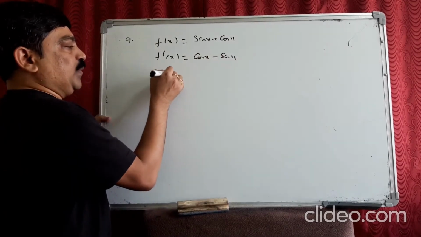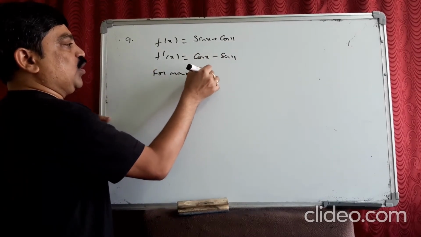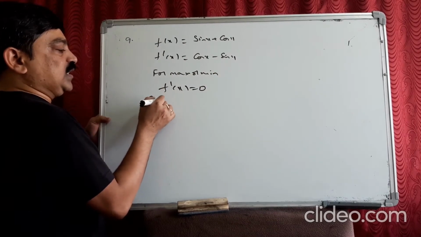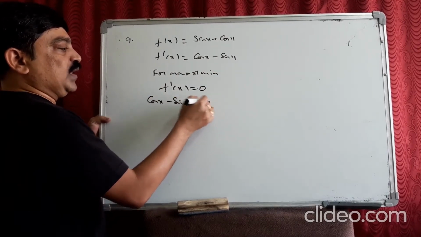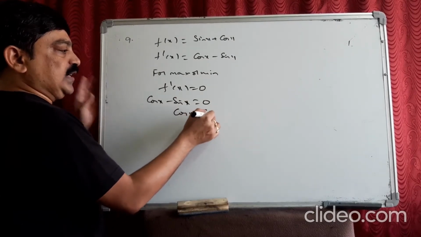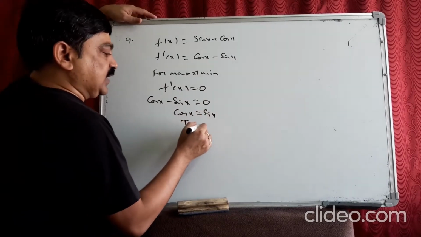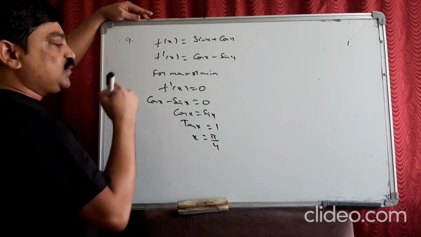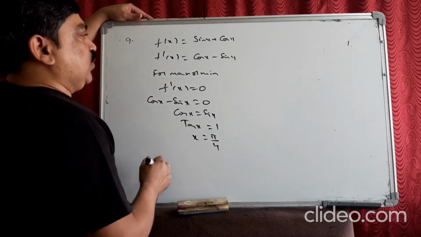For maximum or minimum, what we know? For maximum or minimum, f dash of x equal to 0. That means cos x minus sin x equal to 0. Cos x is equal to sin x. That means tan x is equal to 1. That means x equal to 45. When x equal to 45, what is the maximum value?